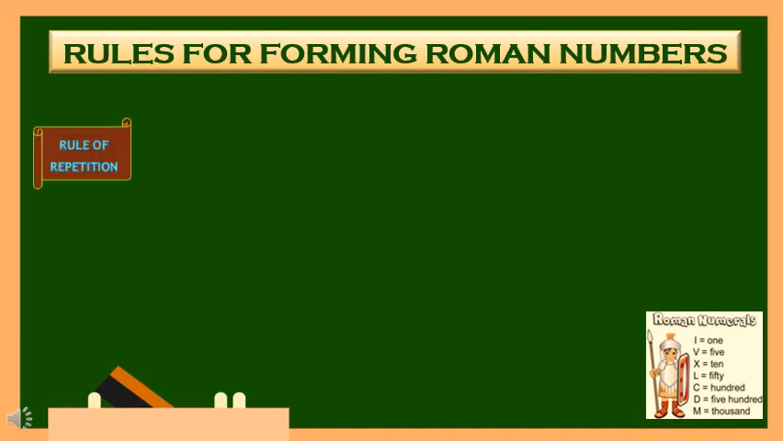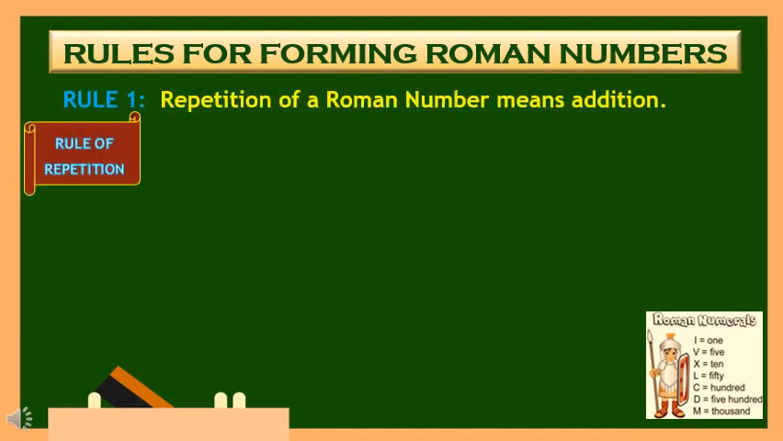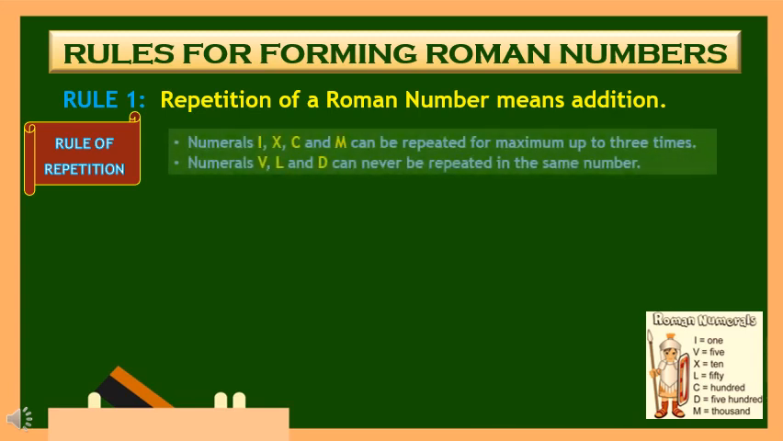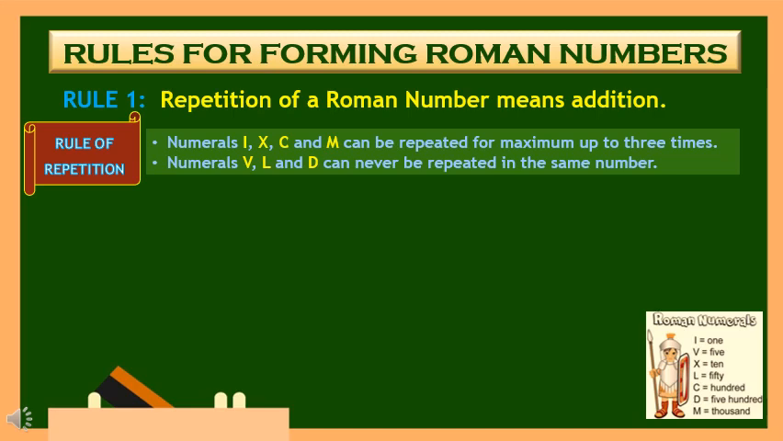Rule number 1, that is the rule of repetition. Repetition of a Roman numeral means addition. When a symbol is repeated 2 or 3 times, it means that the number is added 2 or 3 times respectively. In this rule, you have to remember that only the numerals I, X, C and M can be repeated, and that too a maximum of 3 times.